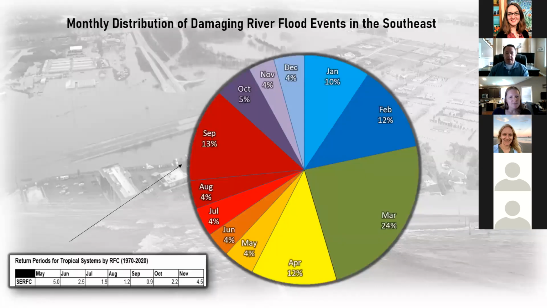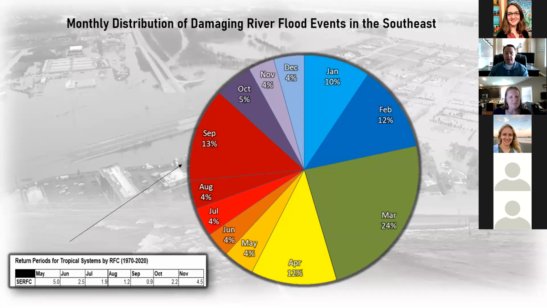So when we look at when damaging river flood events are most likely, we see March is a big month, but February, March, and April make up most of the flood season. September is also an important month with tropical storms. And that little chart down at the bottom left shows the return periods of tropical storms by month for the Southeast. We see September, the Southeast pretty much sees a tropical storm every year on average.